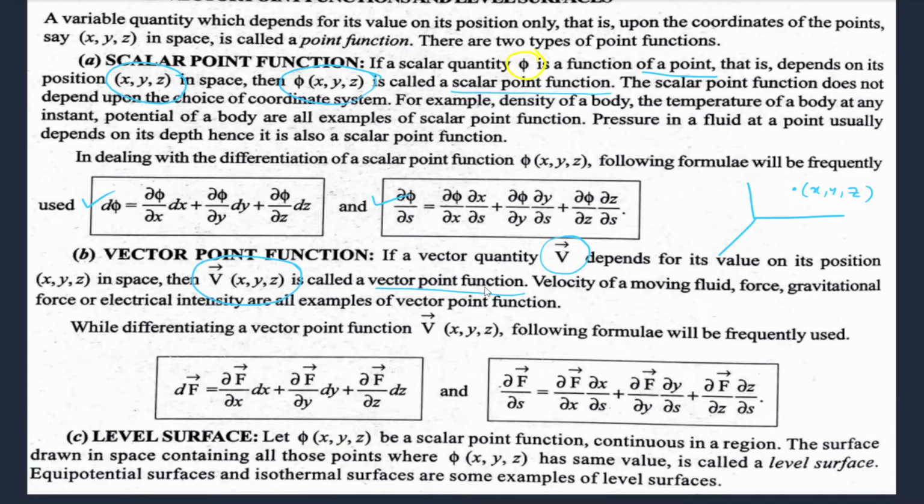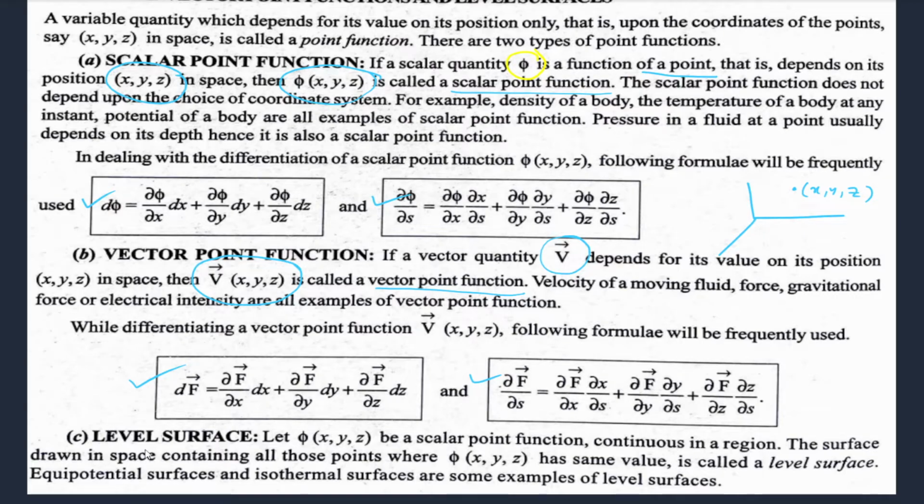The main thing is the function. If the function is a scalar function, then it is a scalar point function, and if v bar is a vector, then v bar of x comma y comma z is called vector point function. Similarly, we have two results again. They are similar kind of results. So this is for scalar function and this is for vector function. That's why we need the direction here.